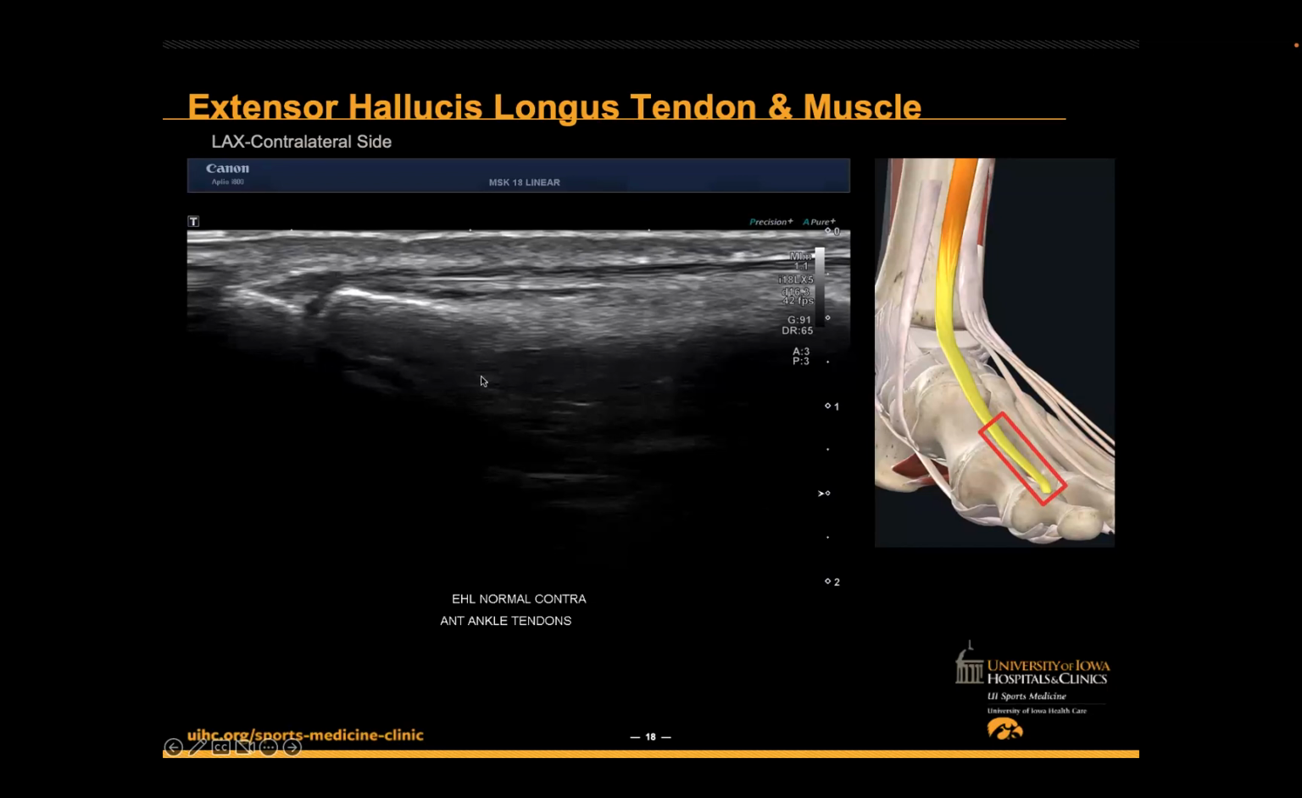You can see a little bit of anatomic variability in some of the anatomy studies out in the literature. So you can have an additional slip that can come off of the tendon if you're following it in short axis down to its insertion. Most commonly, this will go to the medial aspect of the first phalanx, but there are a few other variations reported out in the literature.